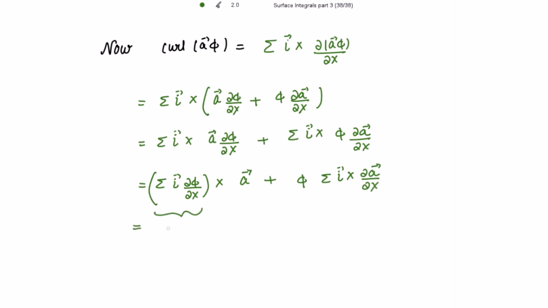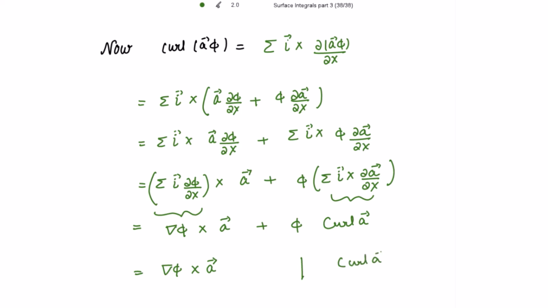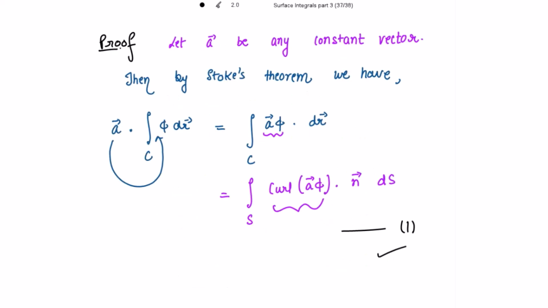And this is nothing but the gradient of phi and its cross product with A vector, plus phi, and this, just take this in bracket, is your curl of A vector. And because A vector is a constant vector, curl of A vector is 0. So I have this value to be grad phi cross product with A vector. Reason: curl of A vector is equal to 0. Please mark this as 2 and let's substitute this value in 1.